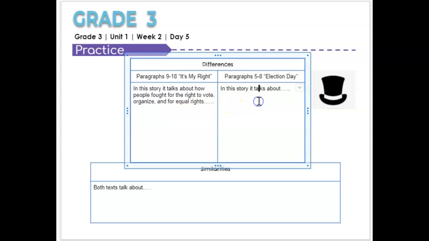And in Election Day, in this story, it talks about how people got the right to vote, including African Americans, women, Native Americans, and Mexican Americans.